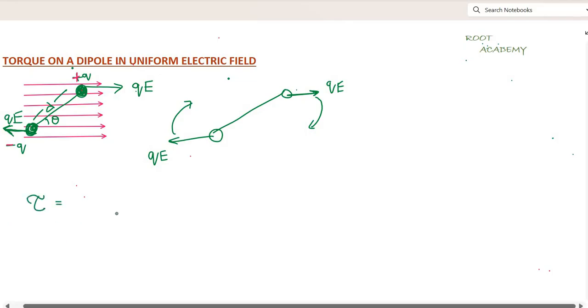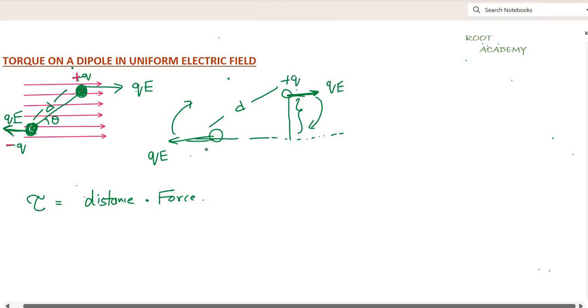So what is the formula of torque? Torque is nothing but the linear distance between the forces into the force. See, this is the force and this is the force, so the linear distance is this. Suppose the actual distance between plus Q and minus Q of the dipole is d, and the angle with the horizontal is theta. So what is the linear distance between these two forces?